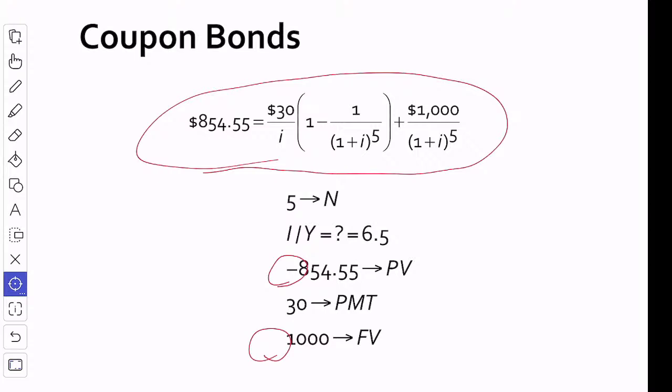If you enter them correctly, you will get an answer. What do you get? You should get 6.5%. So you need to keep in mind your calculator will give you the answer in percentage. Let's put that there. Questions?